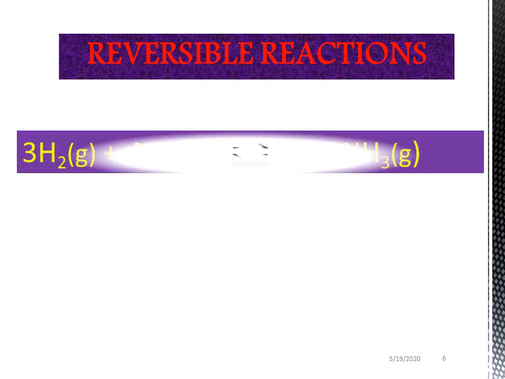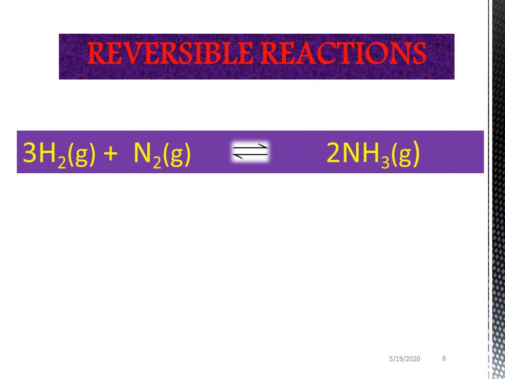The second one is the reversible reactions. What are reversible reactions? Those reactions in which the products can react to form the reactants again are called reversible reactions. Let us look at this example. Here 3 moles of hydrogen react with 1 mole of nitrogen gas, and at the end it gives us 2 moles of ammonia gas. So in this case the products will react back and give us 3 moles of hydrogen and 1 mole of nitrogen in the backward direction.